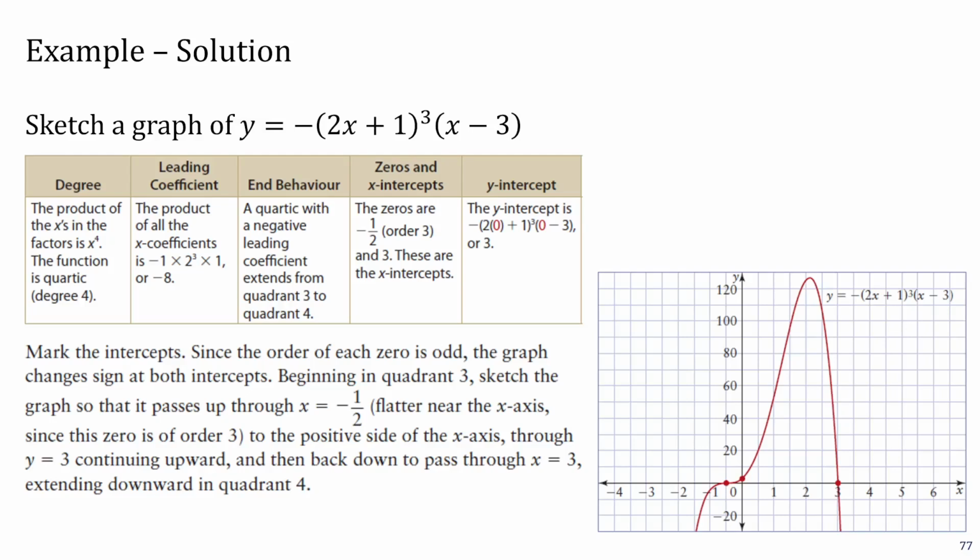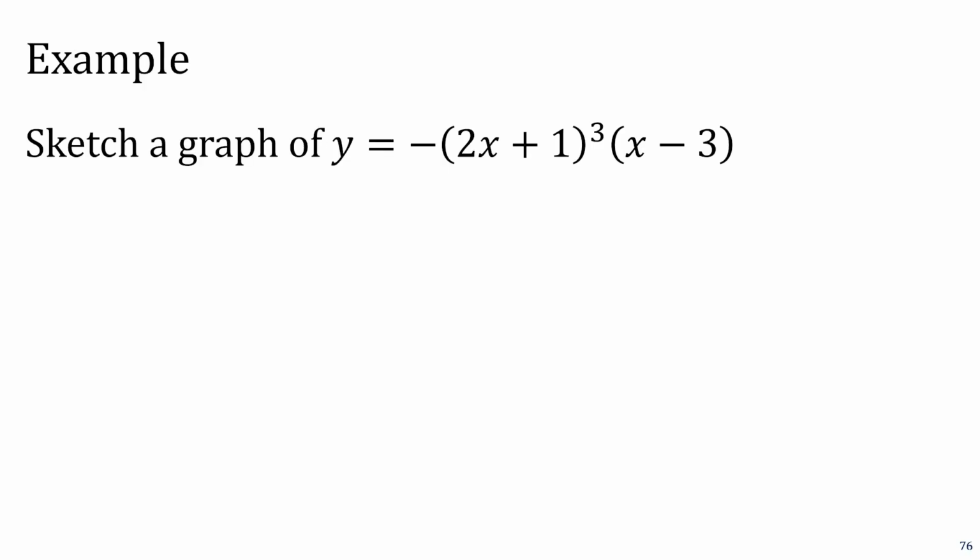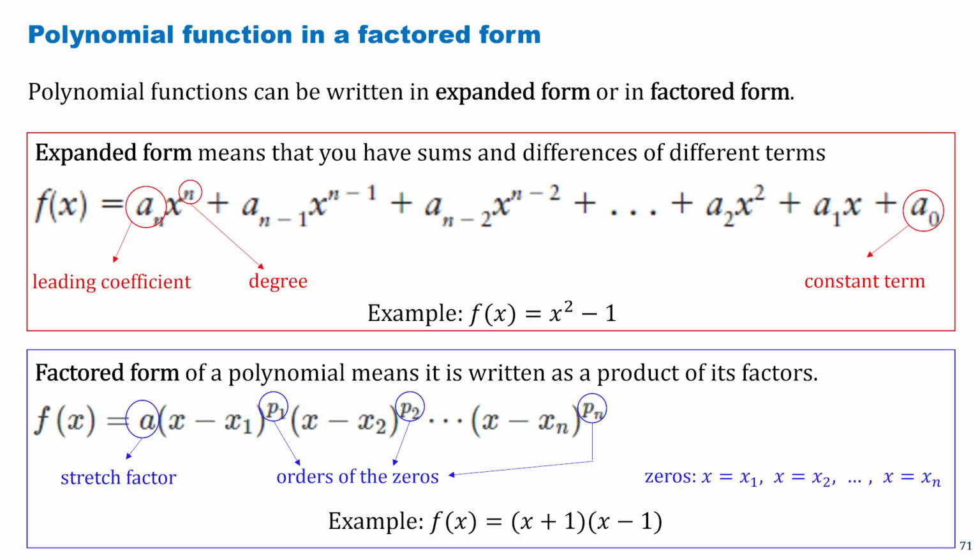Last time we have considered how to sketch a polynomial function if the function is given to you in a factored form, right? So next, let's have a look at if you are given a polynomial function but in an expanded form like this. How can we convert it to a factored form to find its zeros with orders?